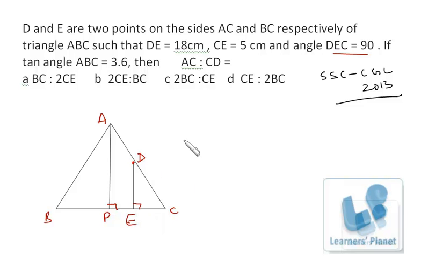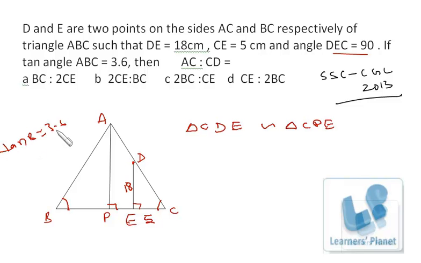So triangle CDE, I just write over here, CPA. You don't have to write in the time of your exams, you just have to save the time. And the reason: angle C is common between both the triangles, and this angle is 90 degree and this angle is 90 degree. So this is AA similarity, right? Now CE is given to be 5 and DE is given to be 18, right? Now if the two triangles are similar, the sides will always be in proportion. And tan B, that is angle ABC, is given 3.6. So actually tan B is 3.6, okay?